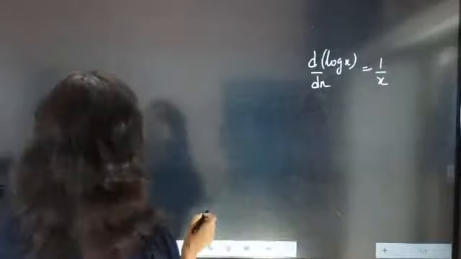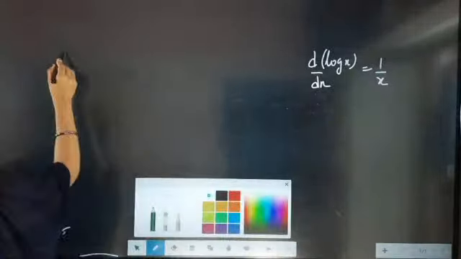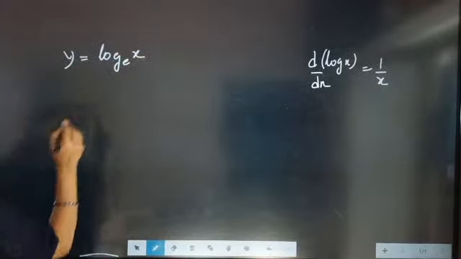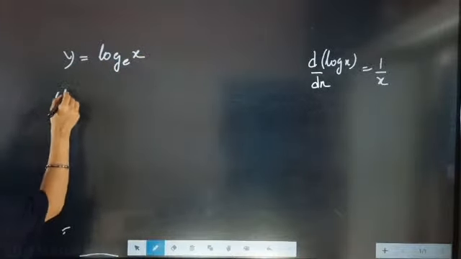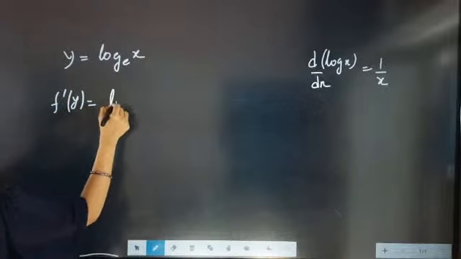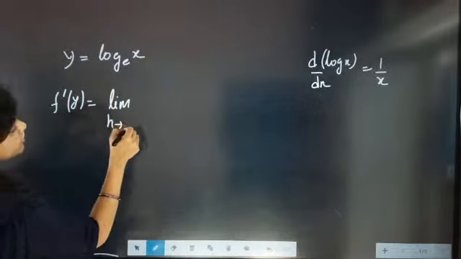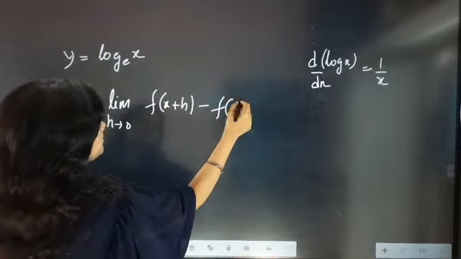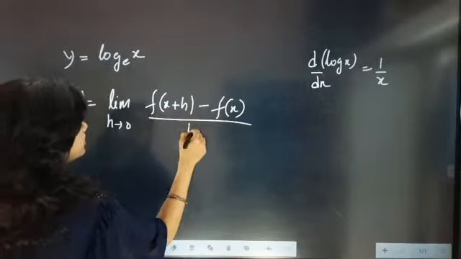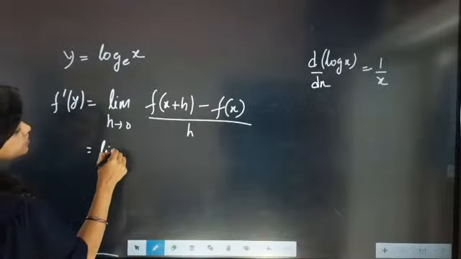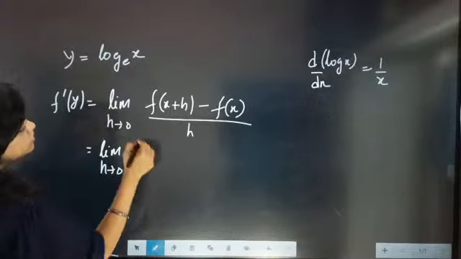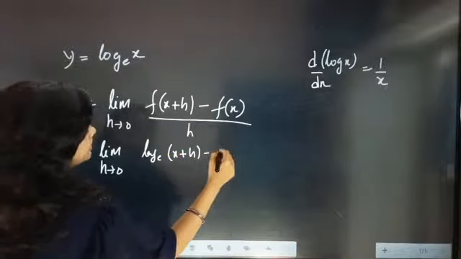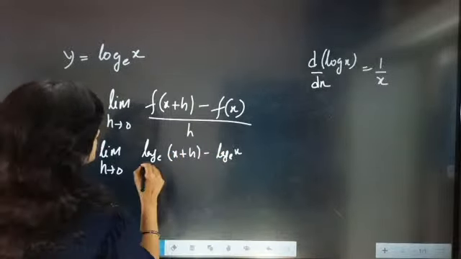If y is equal to log base e x, then how do we solve this question? We can write f dash x will be equal to limit h tends to 0 of f of x plus h minus f of x by h. So limit h tends to 0, it becomes log e of x plus h minus log e of x, by h.